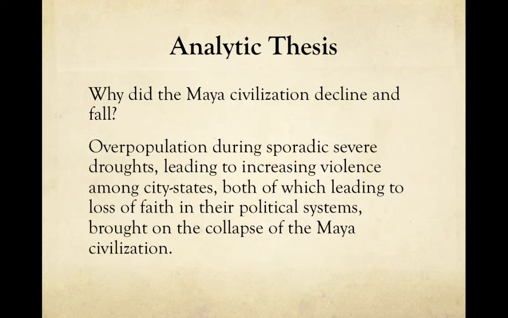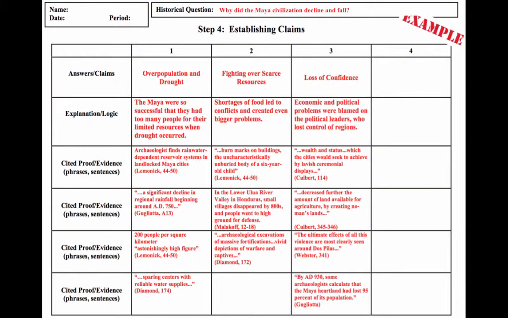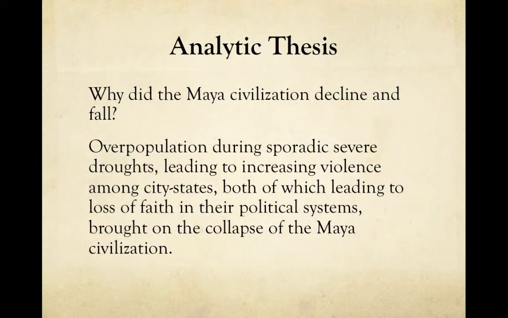So the thesis then comes out, and of course it's a thing of beauty. Why did the Maya civilization decline and fall? And then you can see what the student did with it. She's got her 3 claims coming, you may remember, from those 3 answers on her Step 4 template. And her claim is overpopulation during drought, leading to increased violence among city-states, both of which leading to loss of faith in their political systems brought on the collapse.